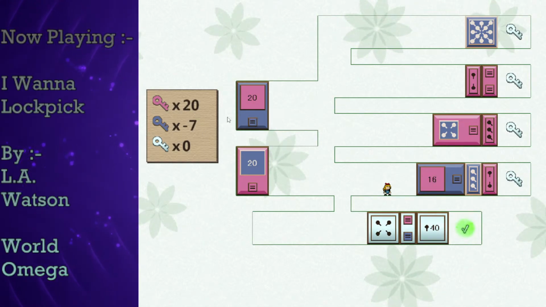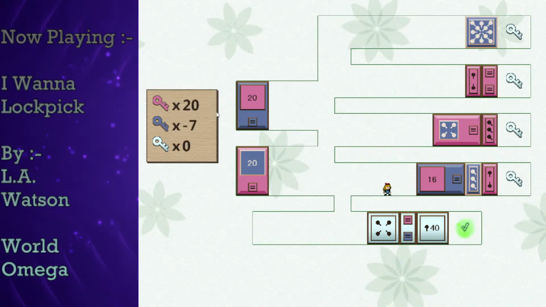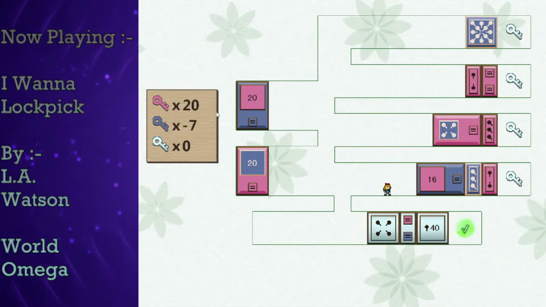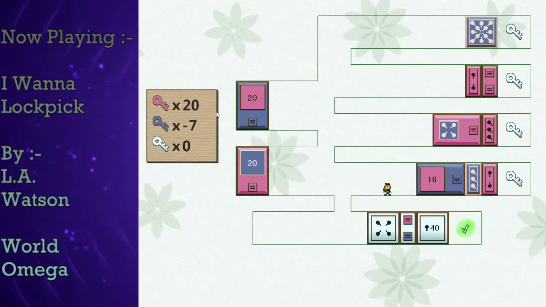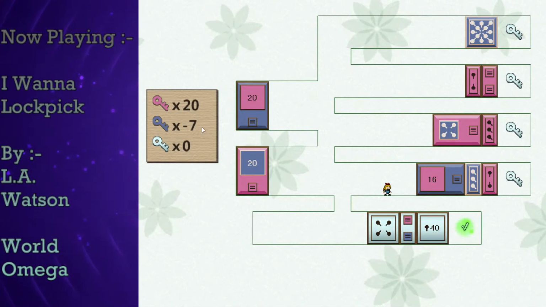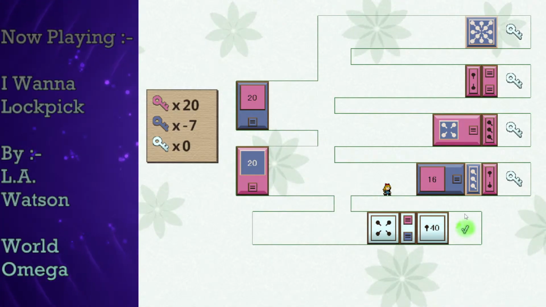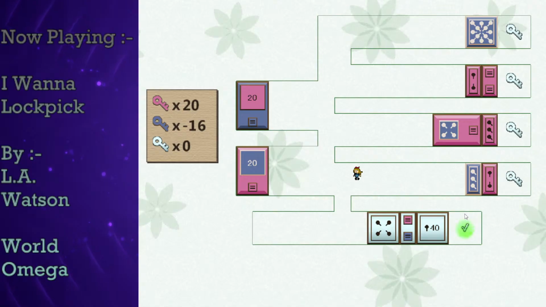So my pink keys will always be non-negative and my blue keys will always be non-positive. So I need 40 less blue keys than I need pink keys. Technically less since it's negative. Okay. Now how do I achieve that?